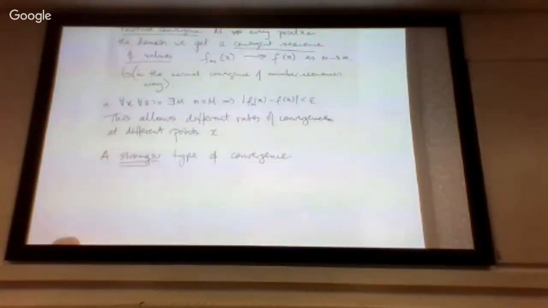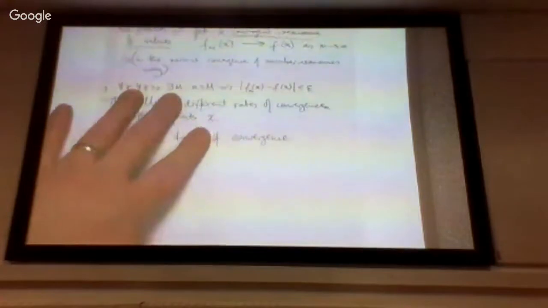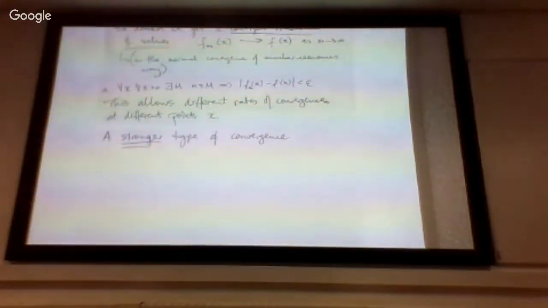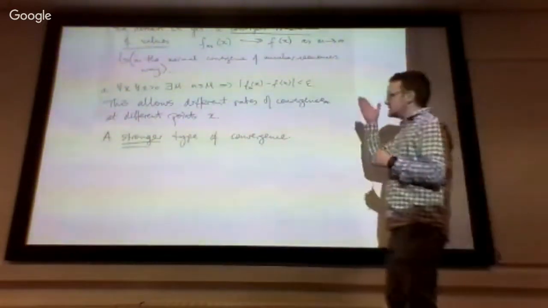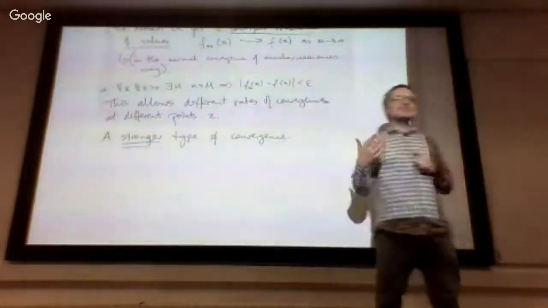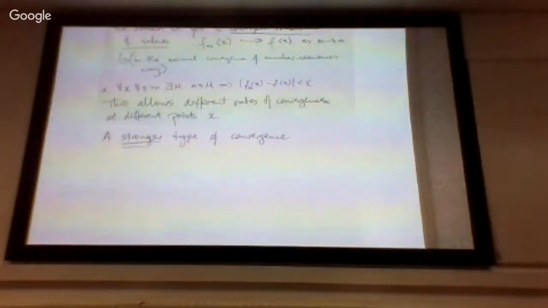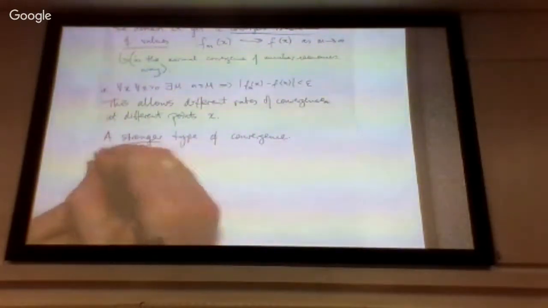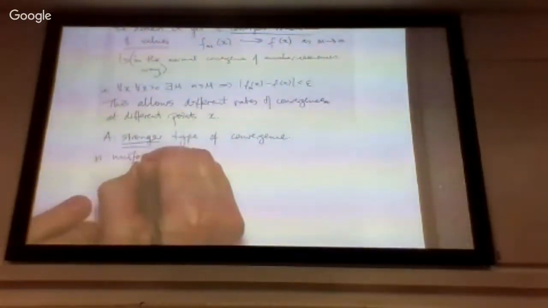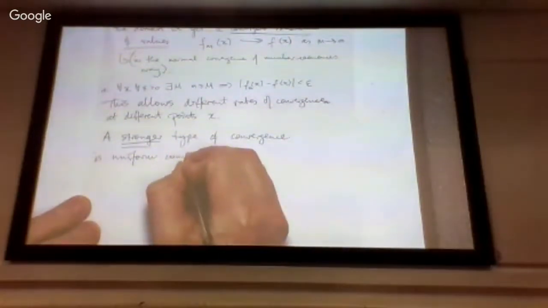So stronger is this word we often use about mathematical results and definitions. Stronger means there's more to the definition. It's a tougher criteria to satisfy. Knowing that something is this second type of convergence, it tells you more about the function. So this is called uniform convergence.